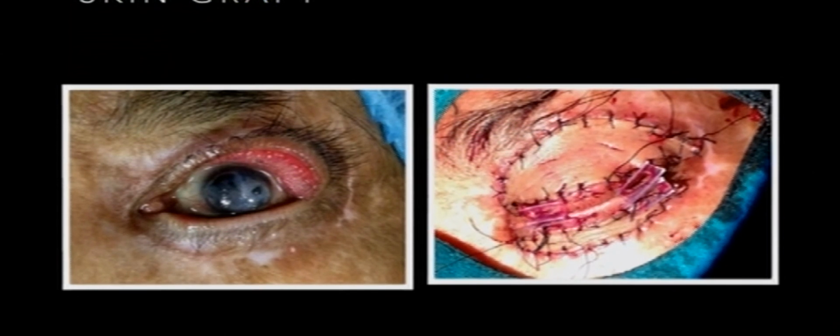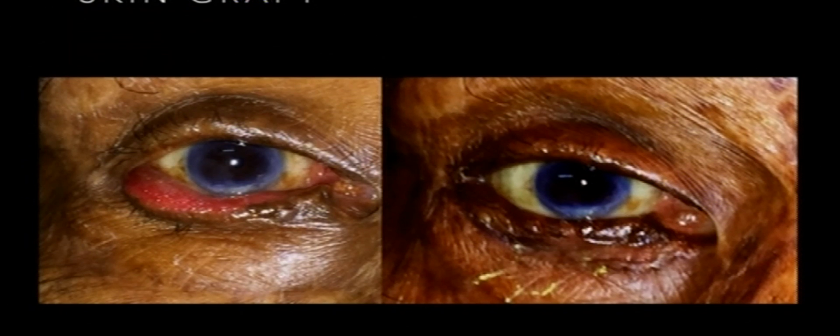This was a patient who had cicatrization of the upper eyelid as well as the lower eyelid, and this patient required skin grafting on both the upper and the lower lids. And another patient who had a cicatricial ectropion of the lower eyelid required skin grafting on the lower eyelid.